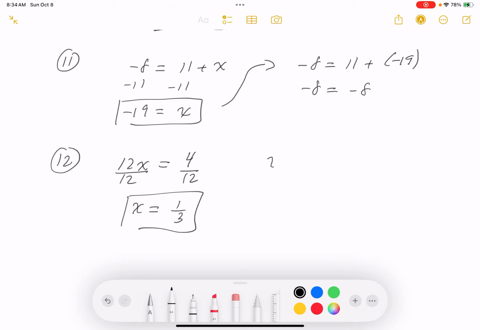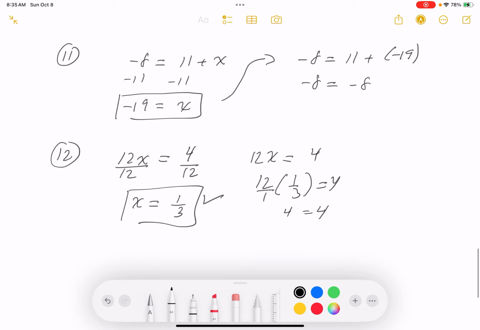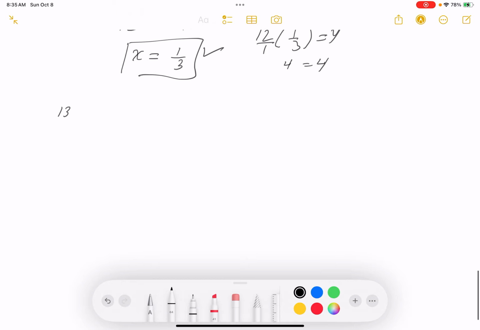I want to point out, you check it. And again, remember the original equation is 12x equals 4. How do you check it? You plug it in. This is 12 times 1/3 equals 4. Well, if you want, you can put this over 1. 3 goes into 12 4 times, so 4 does equal 4. This checks beautifully. Let's go to 13.